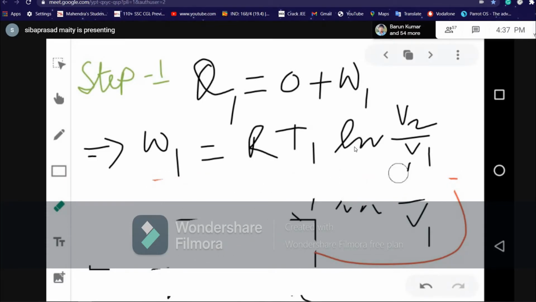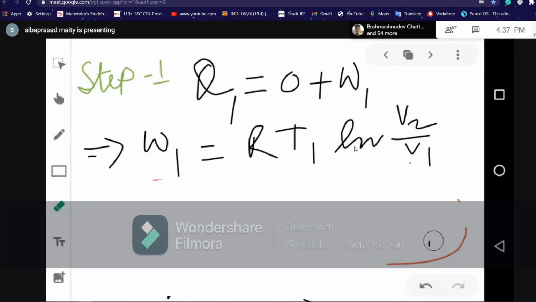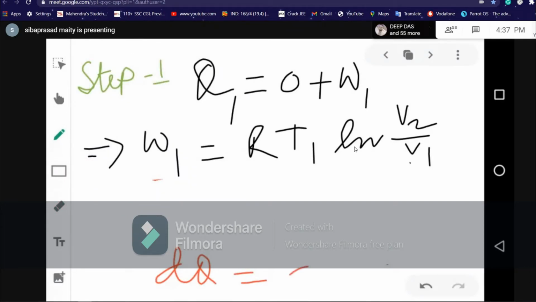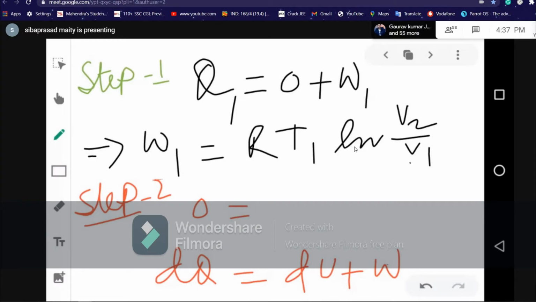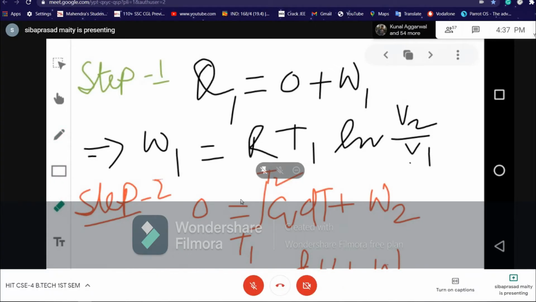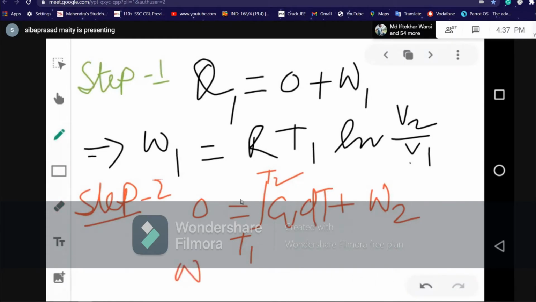Now what is the second step? Adiabatic process, right? Adiabatic means dq is 0, and let us write w2, and all of us know du equal to CvdT, where temperature is changed from T1 to T2. Can we write it? On integration, we will get the total work. That means W2 equal to, we are getting minus, integral of CvdT from T1 to T2. Isn't it?